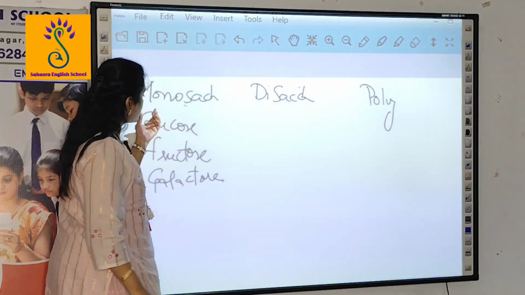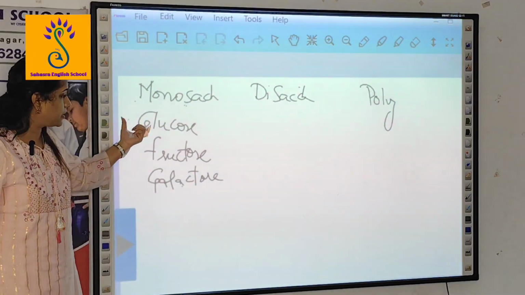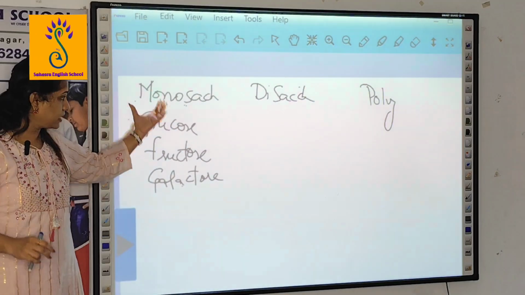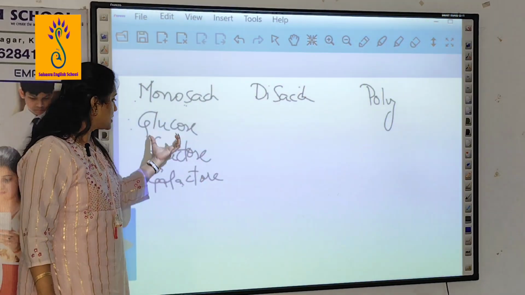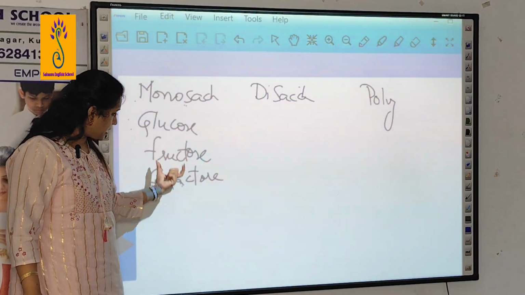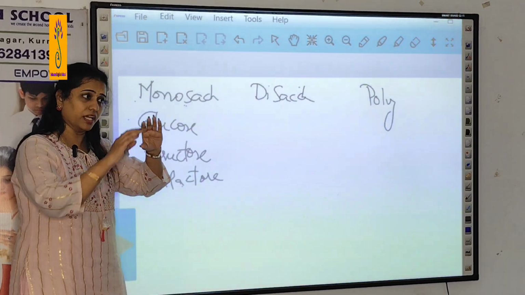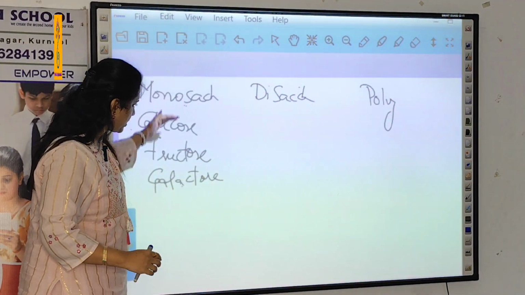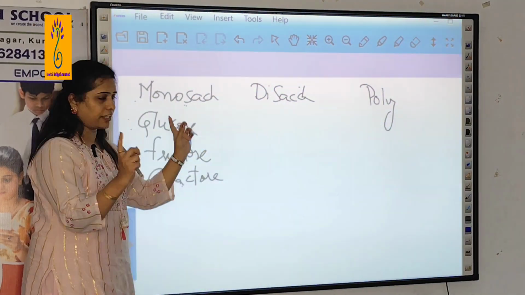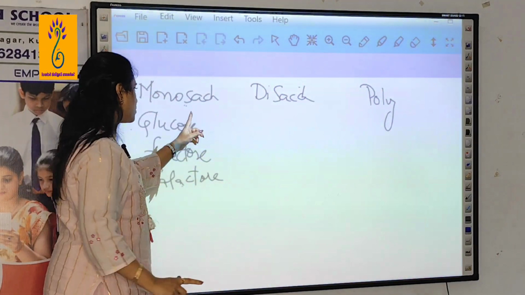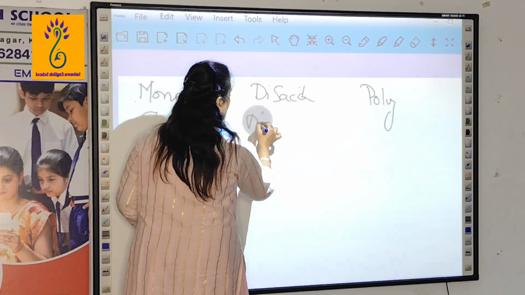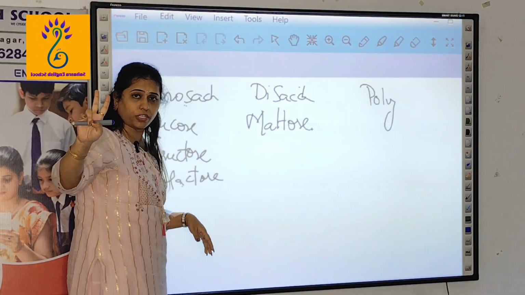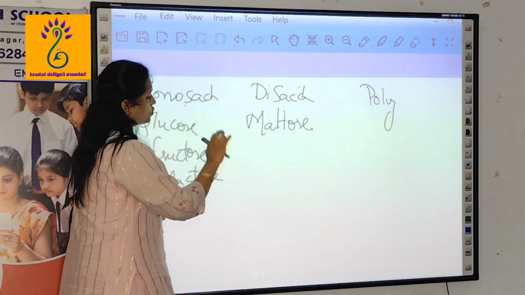Disaccharides. Mono means a single sugar. Glucose is the simplest form. These are the simplest forms of sugars, C6H12O6. Carbohydrates, complex substances, break down into these simplest forms. Disaccharides have two sugar molecules. Maltose has two glucose molecules.